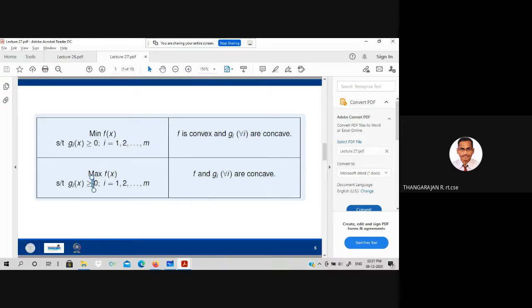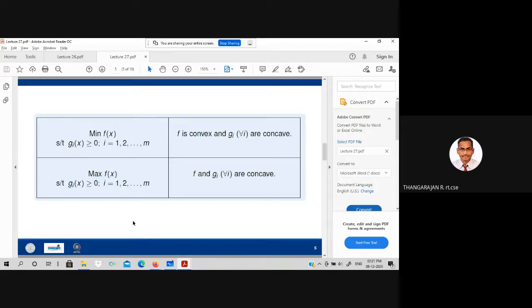And another thing is, you are trying to maximize f of x, where all the constraints are also greater than or equal to 0. In that case, f and g both should be concave. Then also we can say that this is a convex programming problem. So we have seen those definitions.